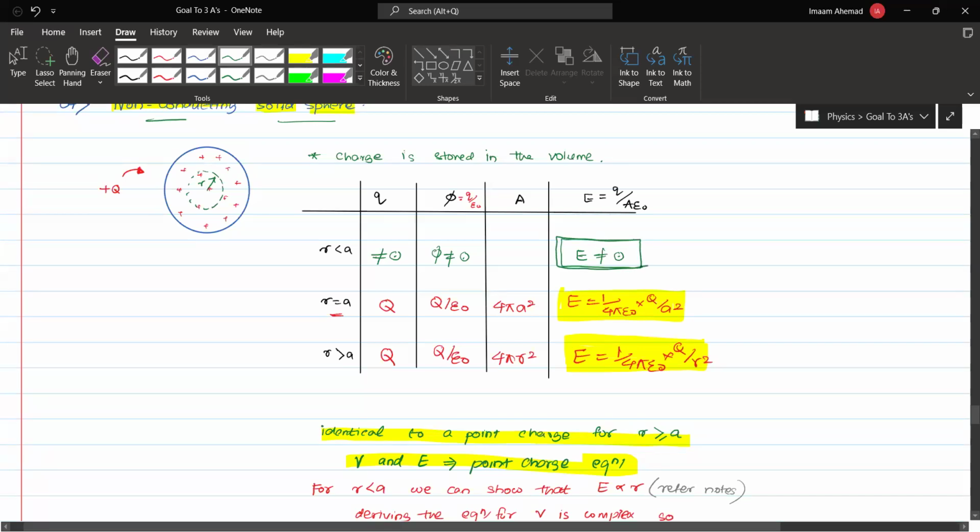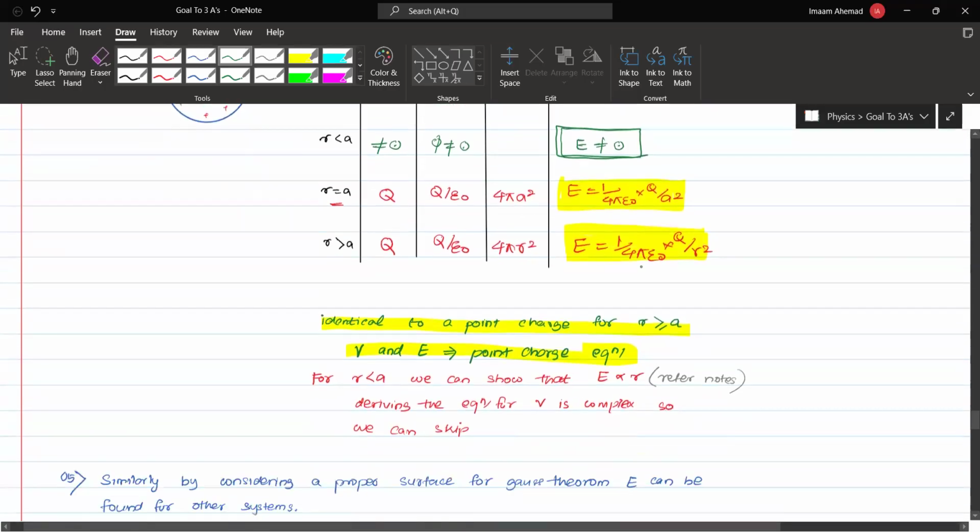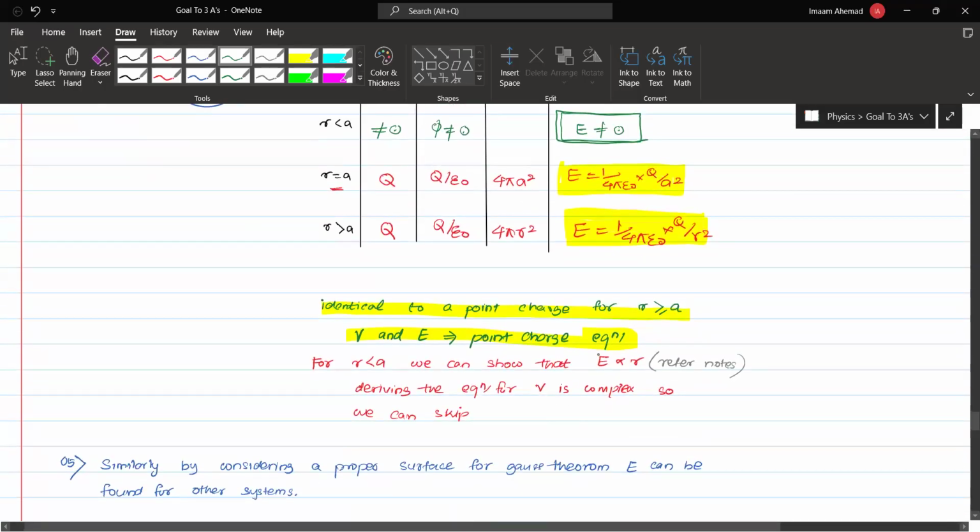And we can prove that E is proportional to R. You can refer to the notes for that, I'm not going to prove it. I'm just telling you that E is proportional to R. And you don't need to worry about the equation for V because deriving it is complex, so we are not going to get a question from that. But you have to remember the graphs.